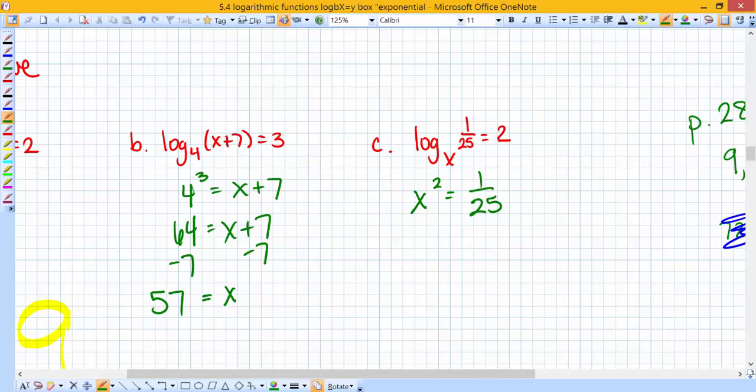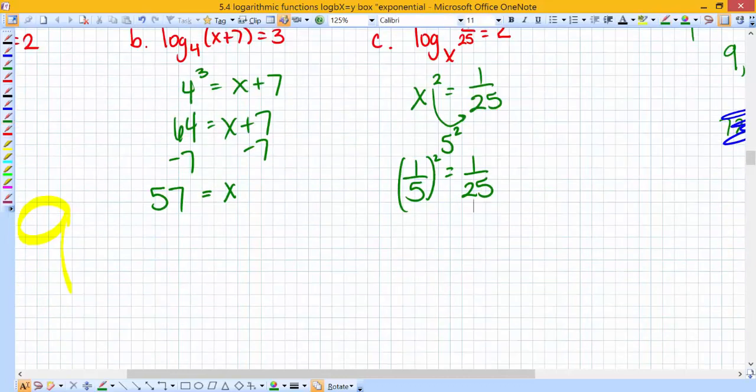I'm going to think that x must have already been a fraction. So I'm going to kind of work backwards. And I'm going to think, well, what squared is 25? Well, 5 squared is 25. But if I don't have a negative exponent, how did it become a fraction? It was already a fraction. 1/5 squared is 1 over 25. So what does x equal?